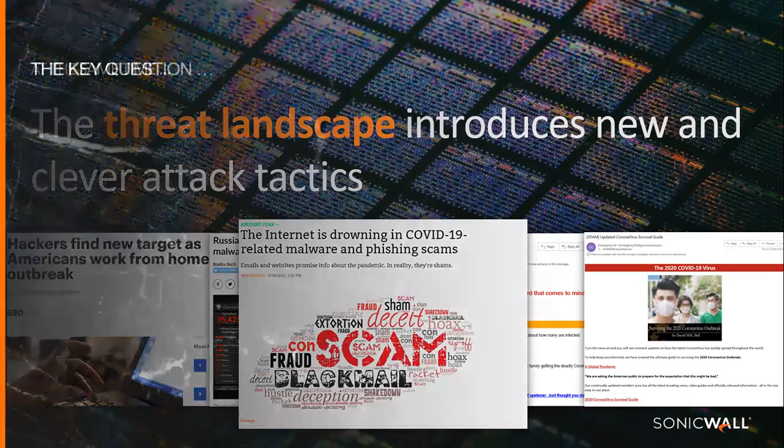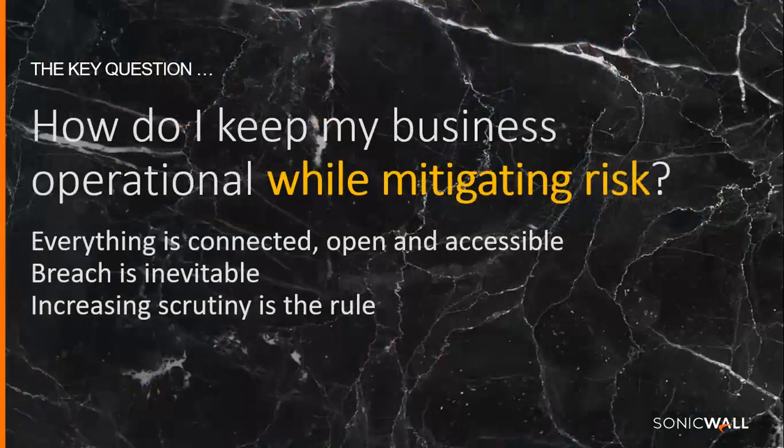So the key question is, how do I keep my business operating while mitigating the risk? Everything is connected, open, and accessible to outsiders, because a lot of customers are working from home, so security rules have increased. It is impossible for users to protect themselves manually. So when users work from home and try to connect back to the office network, the solution will try to block against that.